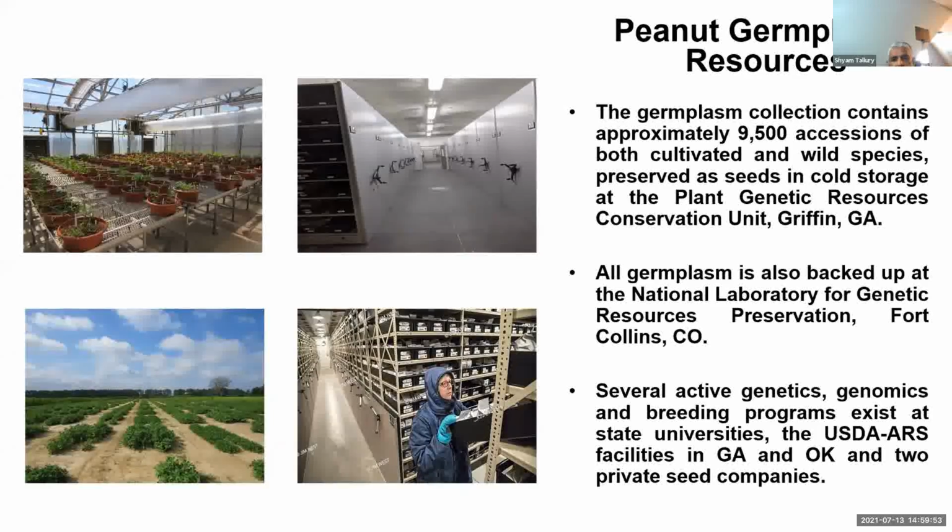So there are several active peanut breeding, genetics and genomics programs at state universities, as well as at the USDA-ARS facilities in Tifton, Georgia, and in Stillwater, Oklahoma. Most of these programs are responsible for the cultivars that are in the market now. And there are two other private seed companies, one located in Georgia and the other in Texas, that also release cultivars for commercial production.